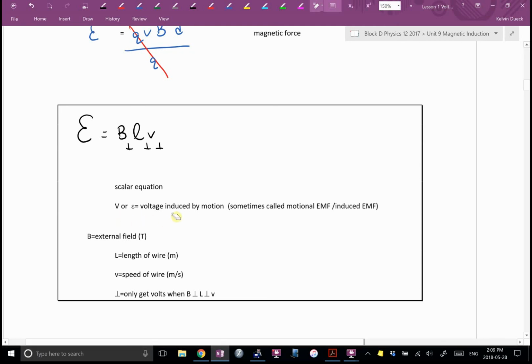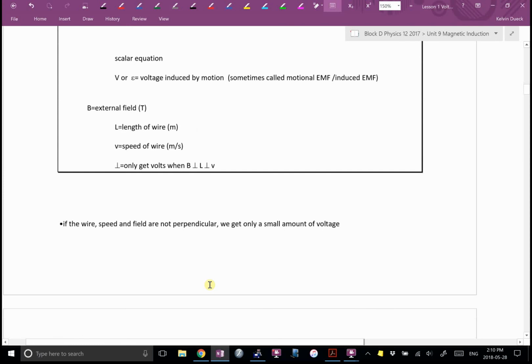V or E is the voltage induced by motion, sometimes called motion EMF or induced EMF. B is the external magnetic field. L is the length of wire. V is the speed of wire, and perpendicular, we only get volts when they're perpendicular. If they're not perpendicular, we would use components, but I'm not going to dive into that this unit. If they're not perpendicular, we only get a tiny voltage.